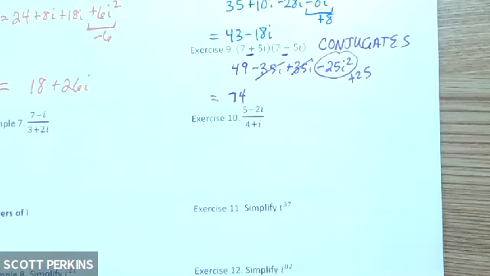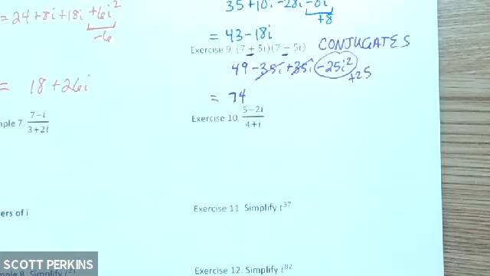And the reason they merit this special name is because they have this structure that when you multiply them together, you have no more imaginary part. And the reason that's going to be important for your immediate future is when we divide two complex numbers.